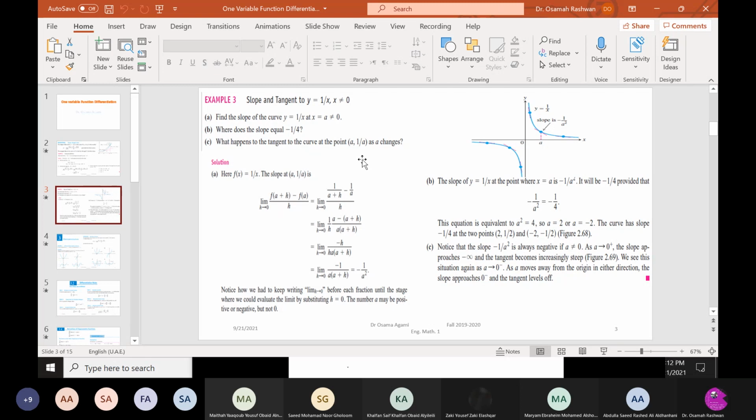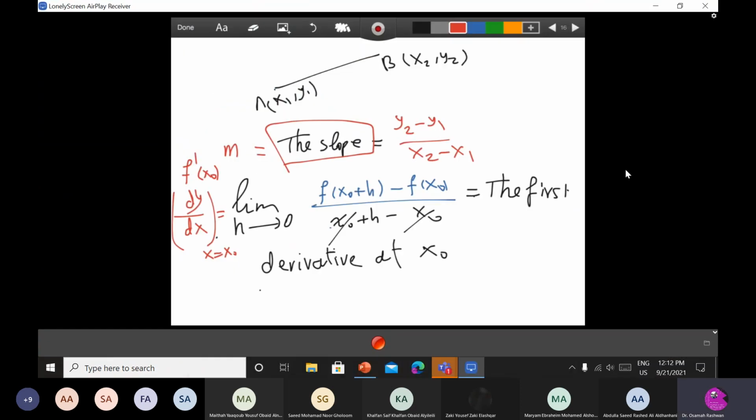He said, where does the slope equal minus 1 over 4? So this is the slope, I set it equal to minus 1 over 4, so I can get the value of a. What happens to the tangent to the curve at the point a, 1 over a? If I substitute, I will know whether the tangent is increasing or decreasing, right?